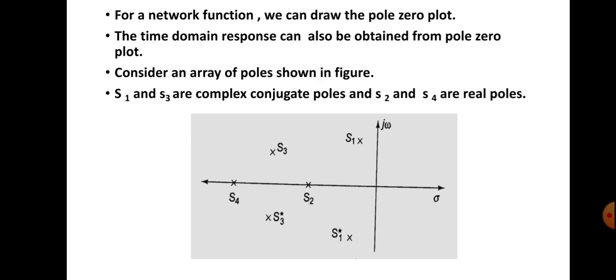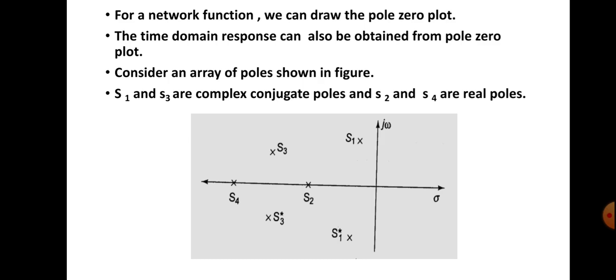So from the pole zero plot, it is possible to find out the time domain response. There are two significances. From the network function we will be able to find out the poles and zeros so that we can draw the pole zero plot, and from the pole zero plot we will get the time domain response of a network function. Suppose we have an array of poles and zeros.